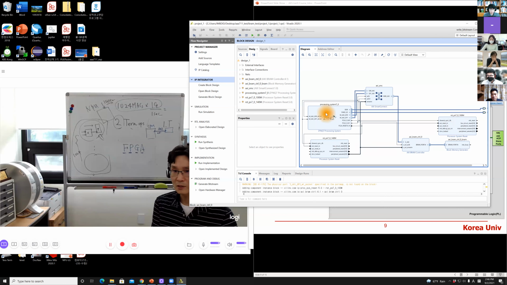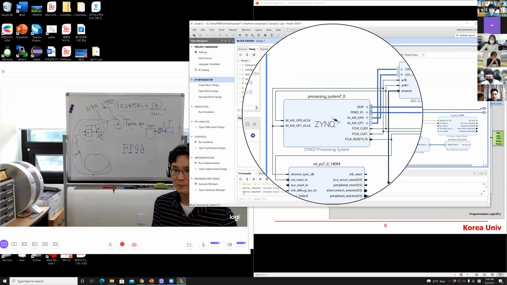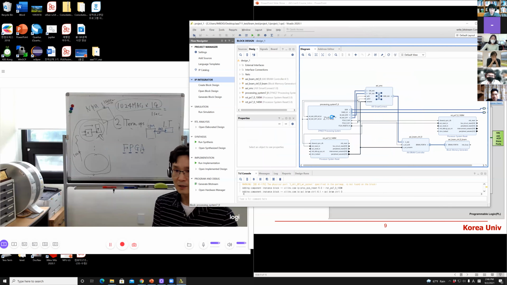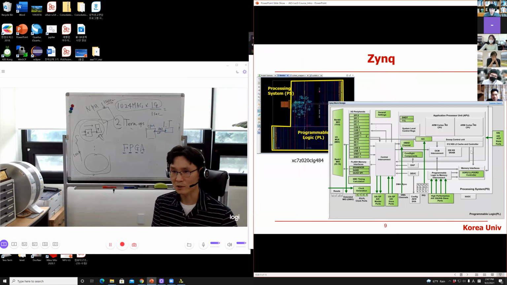Look at this. This is the PS part, the processing system. This is the PS, and the rest of the components, this one, this one, this one, those five components, go to this yellow part.